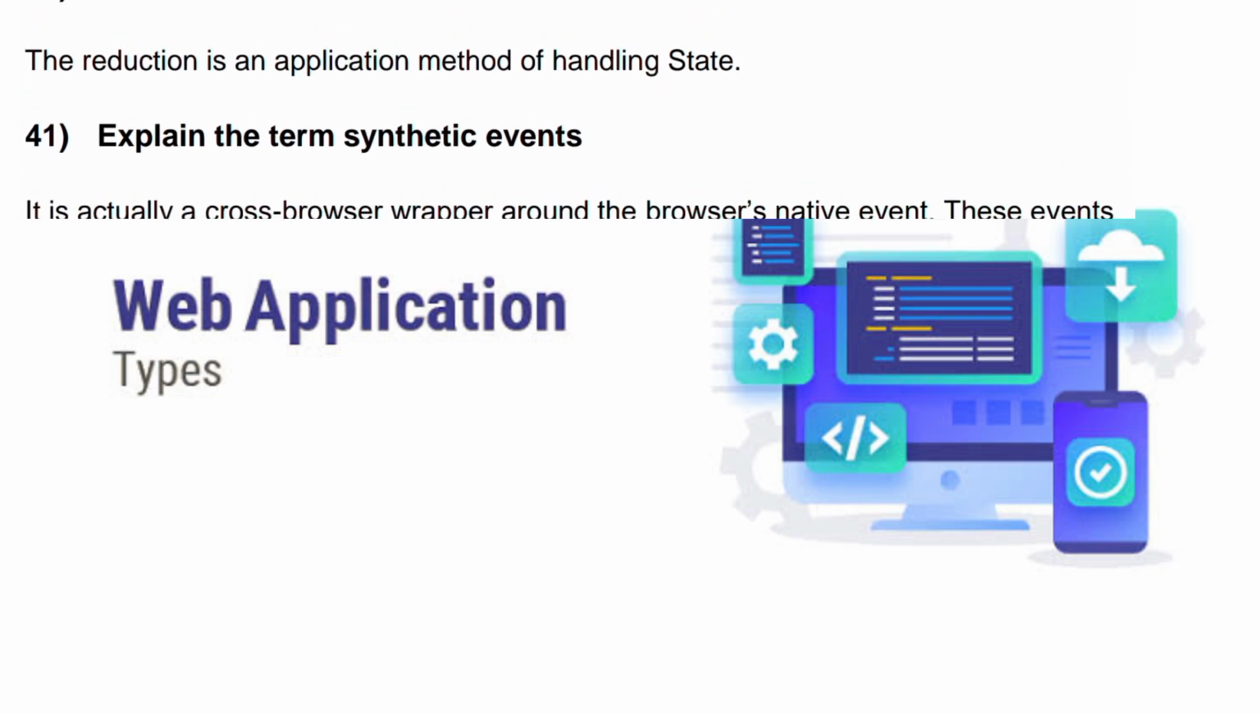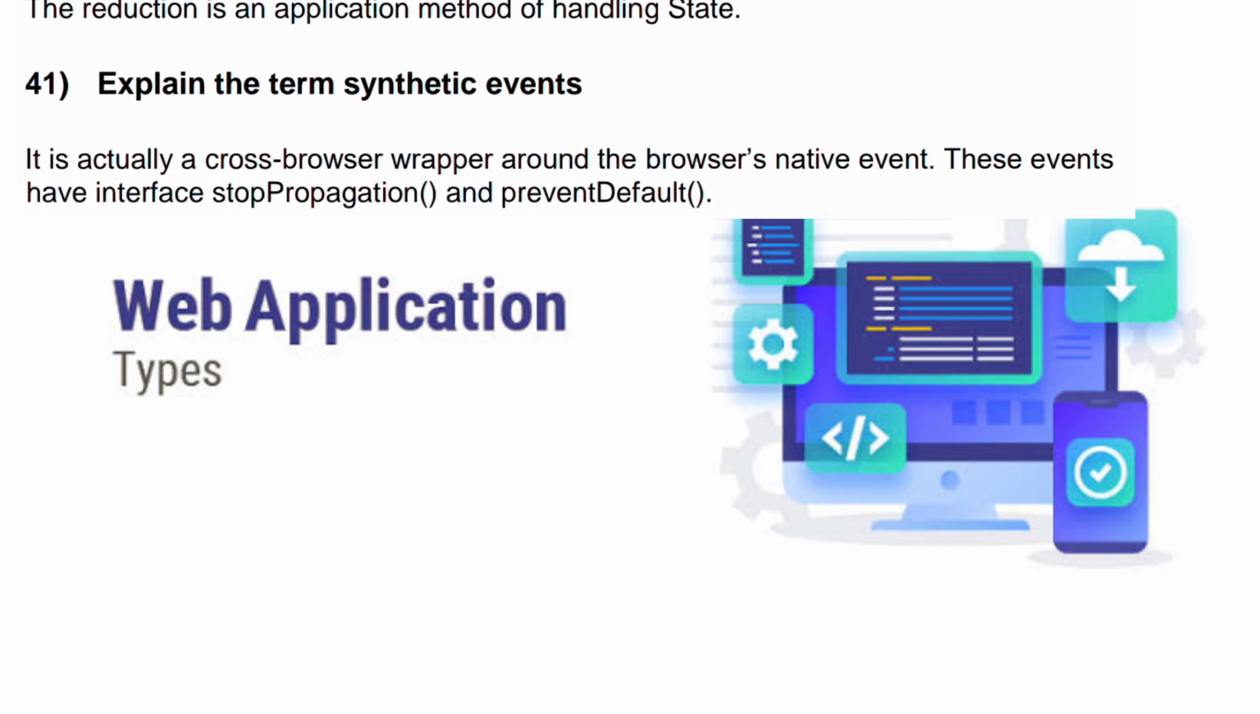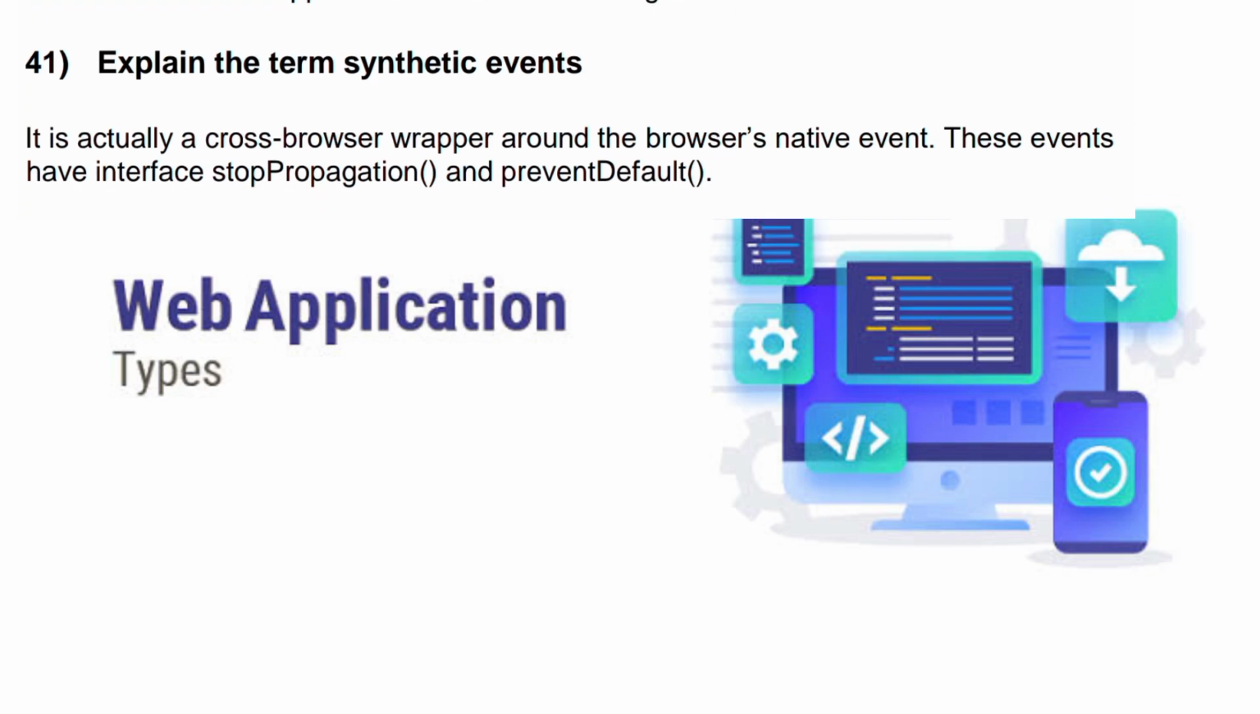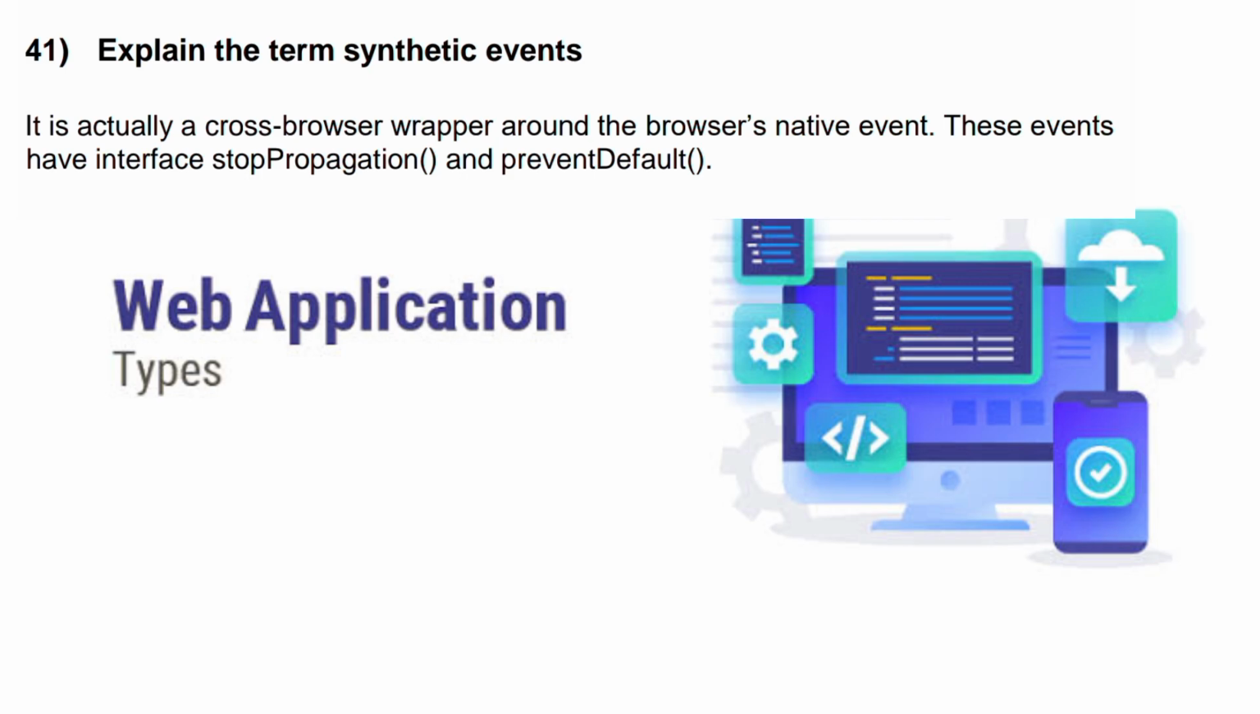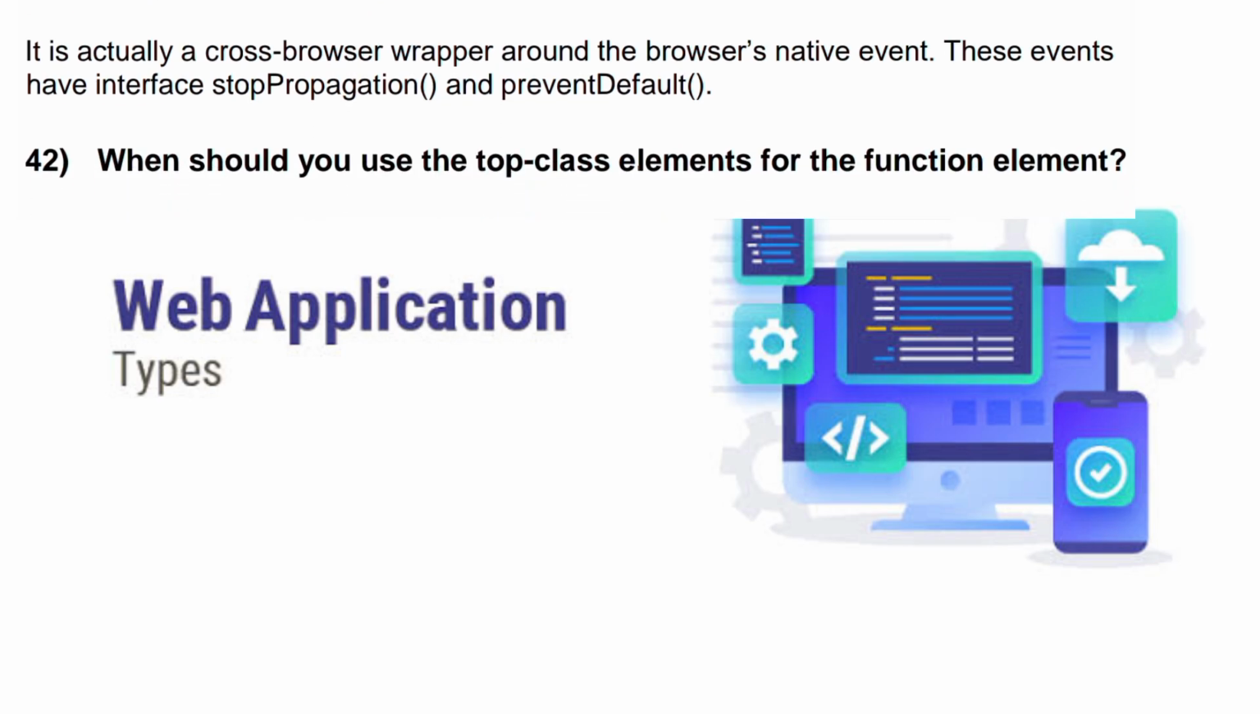Now next question, explain the term synthetic event. It is actually a cross-browser wrapper around the browser's native event. This event has the interface stopPropagation and preventDefault.